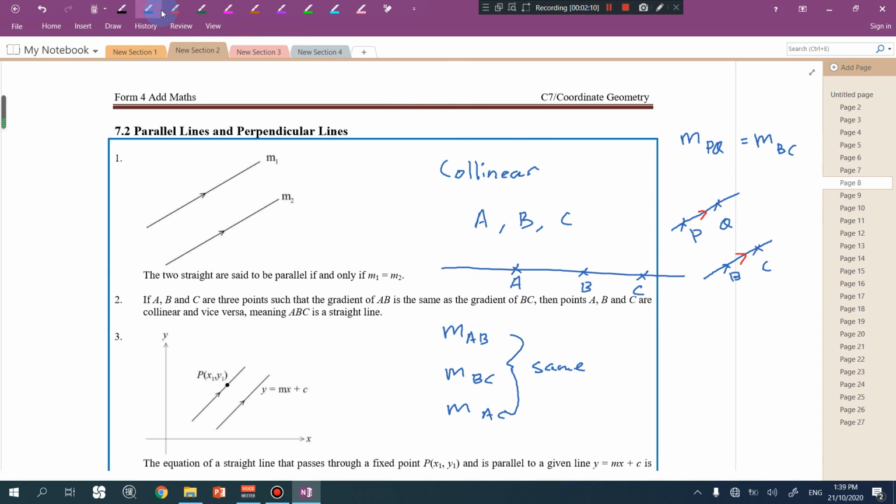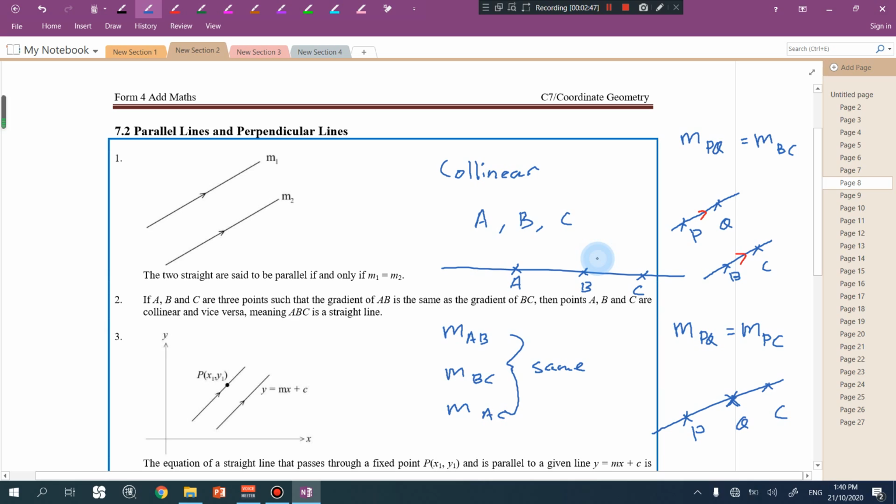But if the question tells you the gradient of PQ is equal to the gradient of PC, for example, you have the common point, right? Here you have P and here you have P. In this case, we know that these 3 points P, Q, C must lie on the same straight line. So they are collinear. Okay, so don't mix up this concept.